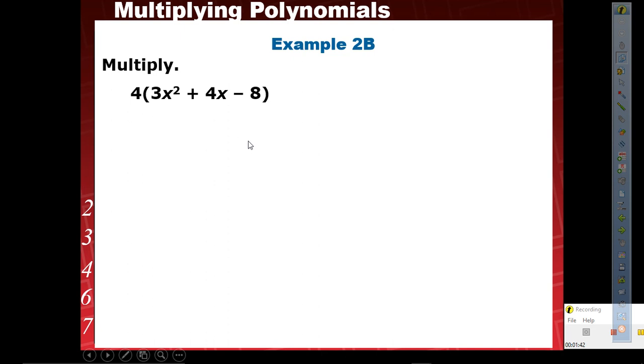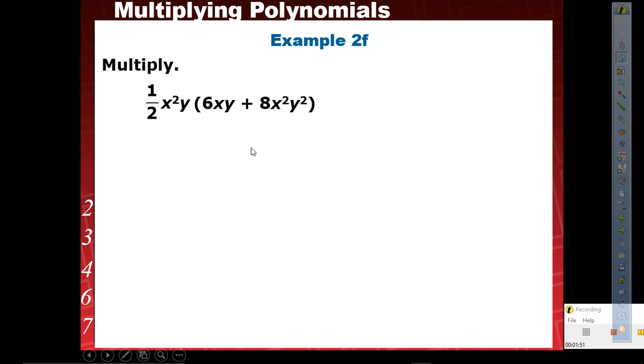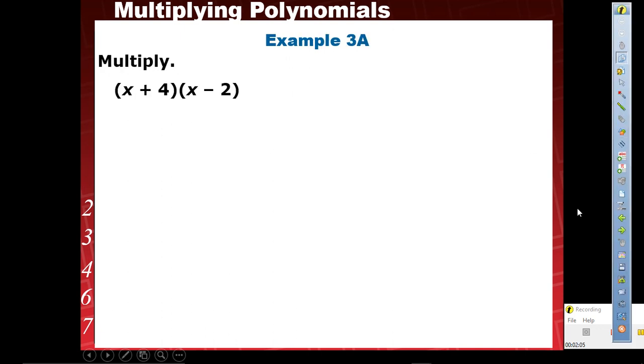Let me get to this one. Copy this one, please, example 3A. Just copy it. You don't have to do anything else. I'm going to go over this process, and we're still going to continue using distributive property and area model, okay? All right, here we go. Writing utensils down. Look up to the screen.